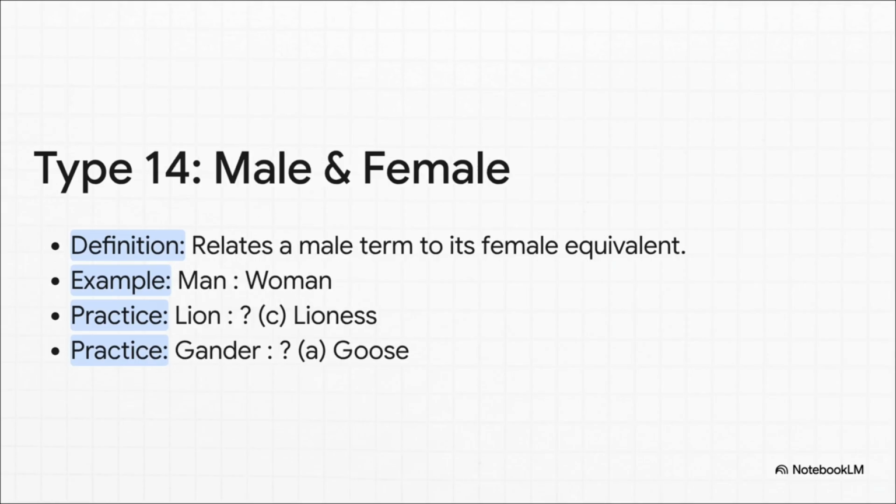Answer C. Here's a very direct one, male and female. You know, like man and woman. The female counterpart to a bull is a cow, so the female for a lion is a lioness. Answer C. And if a cock is the male and a hen is the female, what's the female for a gander? That's a goose. Answer A.